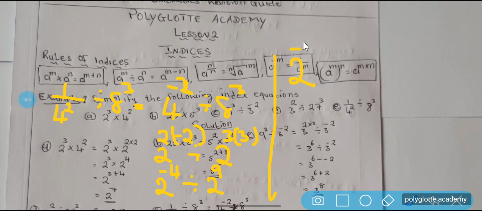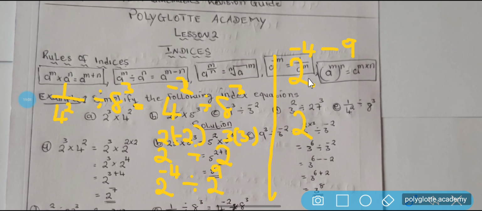So I have minus 4, and there is a minus that is coming because of this division sign from our formula. So we have minus 9. We have minus 4 minus 9. So this will imply 2 to the power.